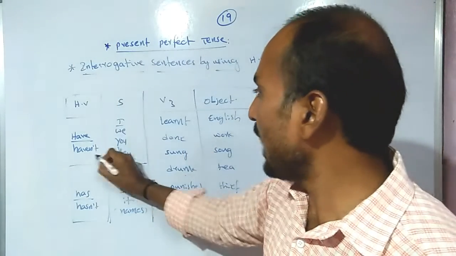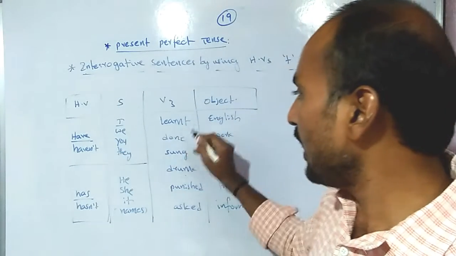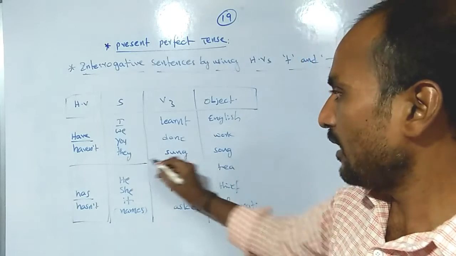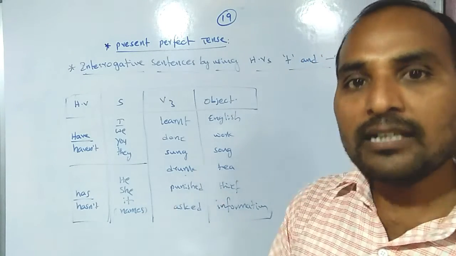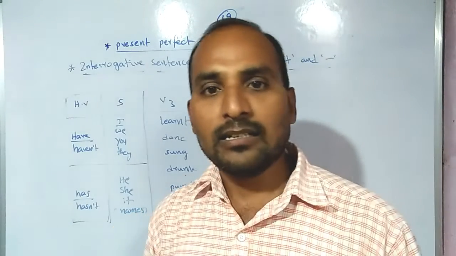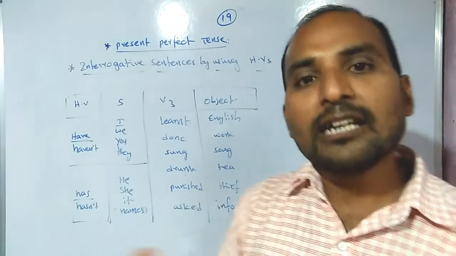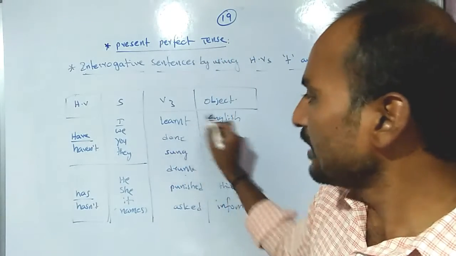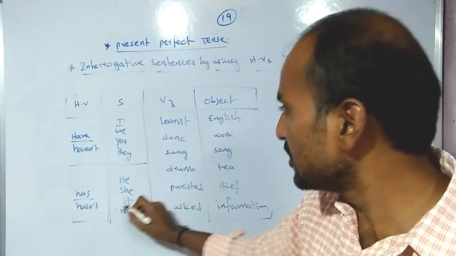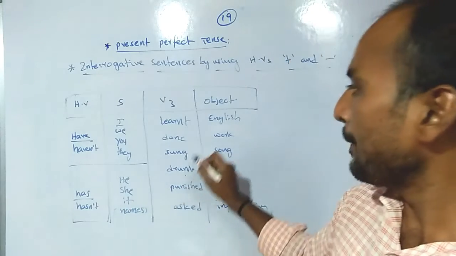negative interrogative. So haven't I learned English? Haven't we done work? Haven't you sung song, haven't they drunk tea? So like that we can frame a number of sentences. And coming to this one also, has he learned English, hasn't he learned English, hasn't she done work, hasn't it sung song.